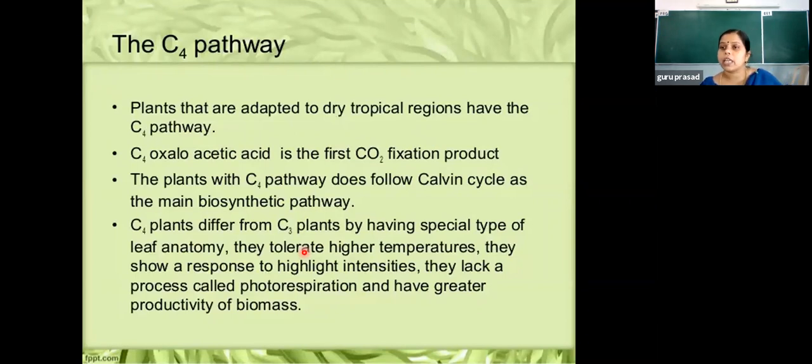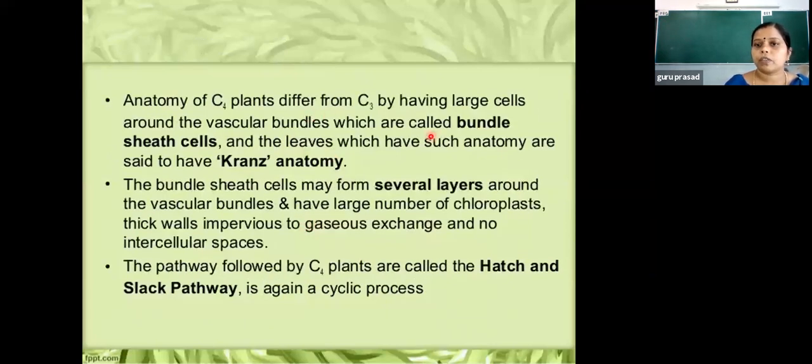These bundle sheath cells have a thick vascular bundle and thick cell wall, and they can tolerate high temperature and respond to high light intensities. They also lack a process called photorespiration, and have a greater productivity of biomass. So this is the difference between C4 plants and C3 plants. Next, bundle sheath cells and Kranz anatomy.